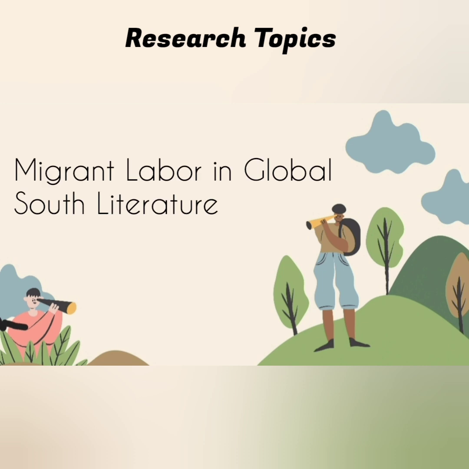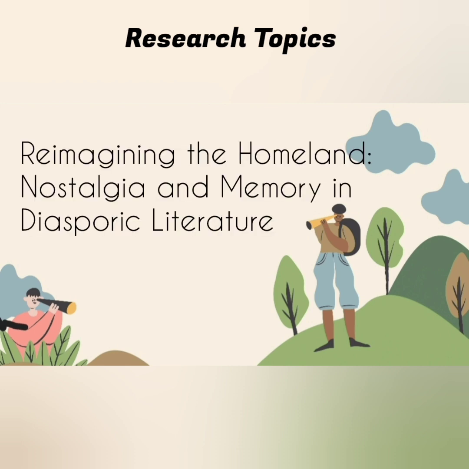Next topic is migrant labor in global south literature. Explore the representation of migrant labor in literature from the global south, focusing on the themes of exploitation, survival, and resistance. And the last topic is reimagining the homeland, nostalgia, and memory in diasporic literature. Study how diasporic writers reimagine their homelands through nostalgia and memory, exploring the tension between idealized and real memories.